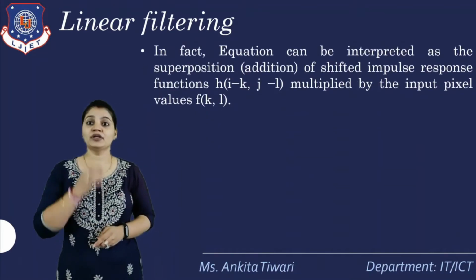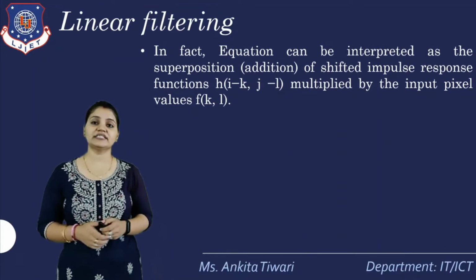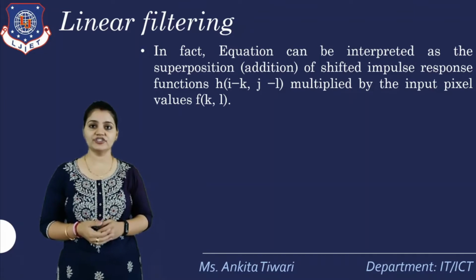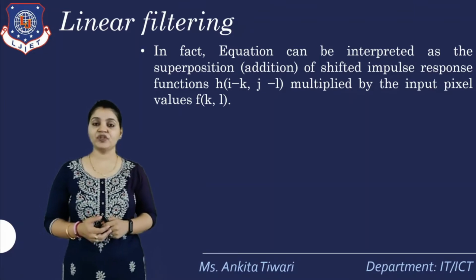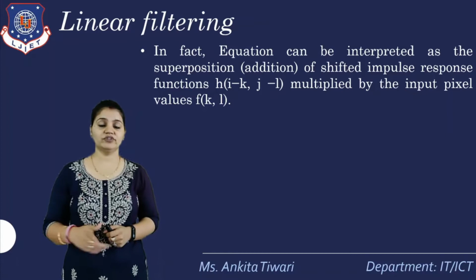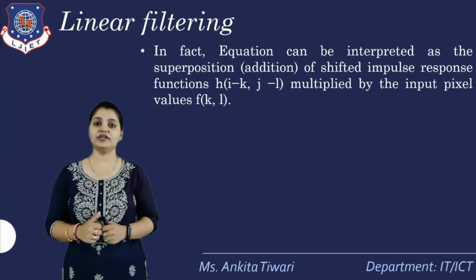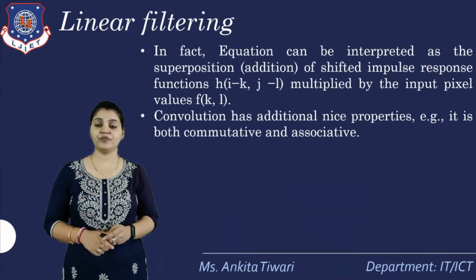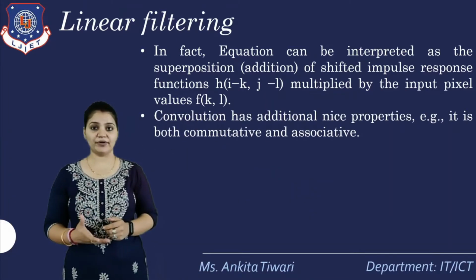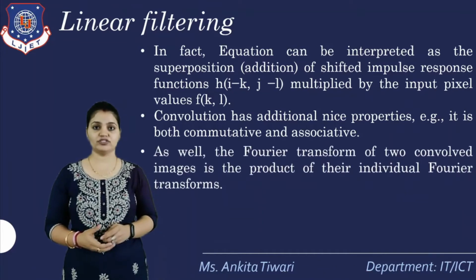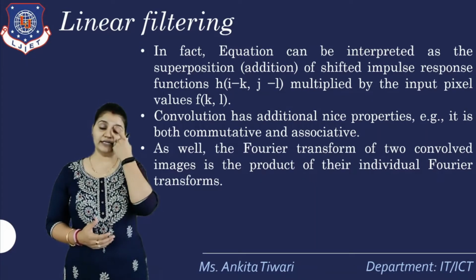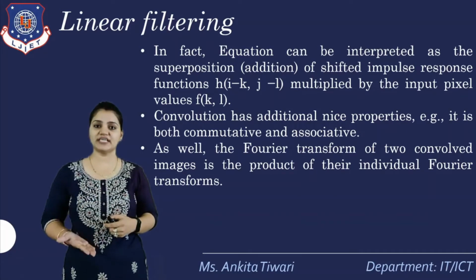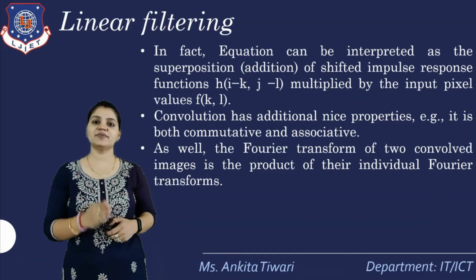In fact, the equation can be interpreted as the superposition, that is addition, of shifted impulse response functions, h of i minus k, j minus l, at a predefined pixel position, multiplied by the input pixel values f of k, l. Convolution also has nice properties: it is commutative and associative. Commutative means a plus b equals b plus a, the same thing even if we change the order. Associative means a plus b plus c.